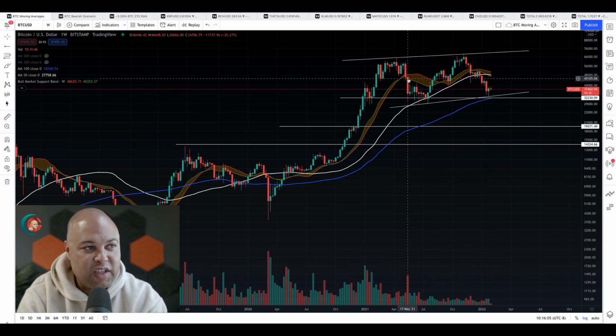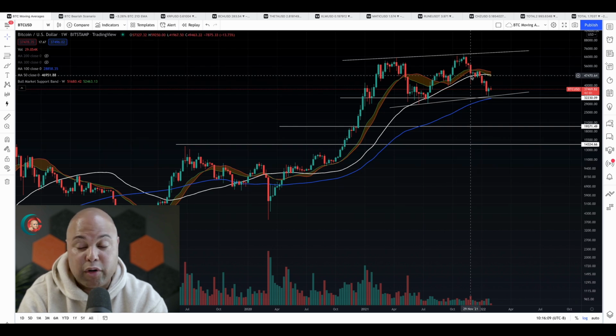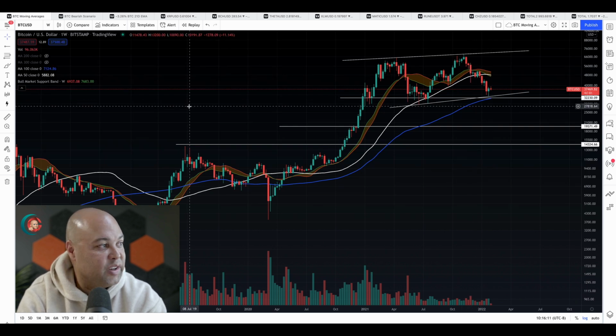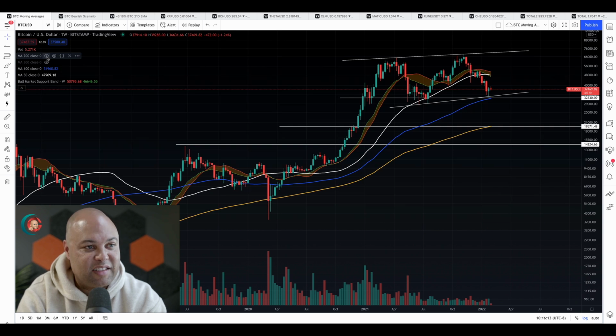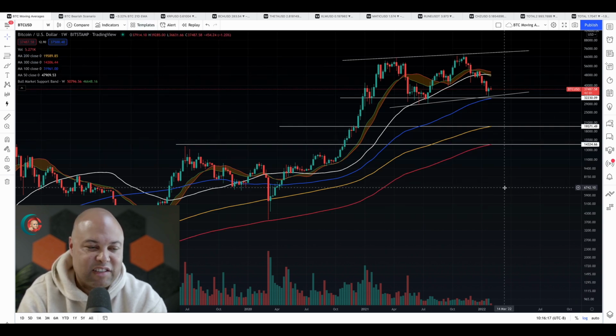So the first line of support is the support band. The second line of support is the 50, and then the 100. And if we break beneath the 100, the next line of support is the 200. And if we capitulate beneath the 200, the next line of support is the 300. So these are simply ways.